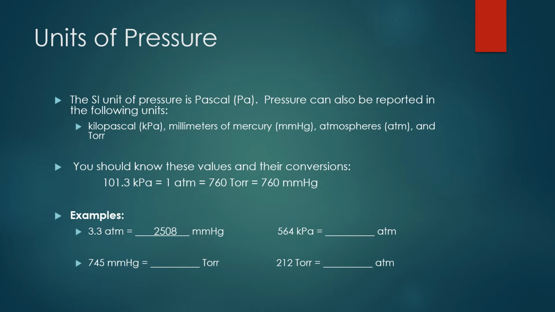For the example right below, 745 millimeters of mercury to torr. You notice above that 760 torr equals 760 millimeters of mercury. So this is essentially a one-to-one conversion. So 745 millimeters of mercury equals 745 torr.